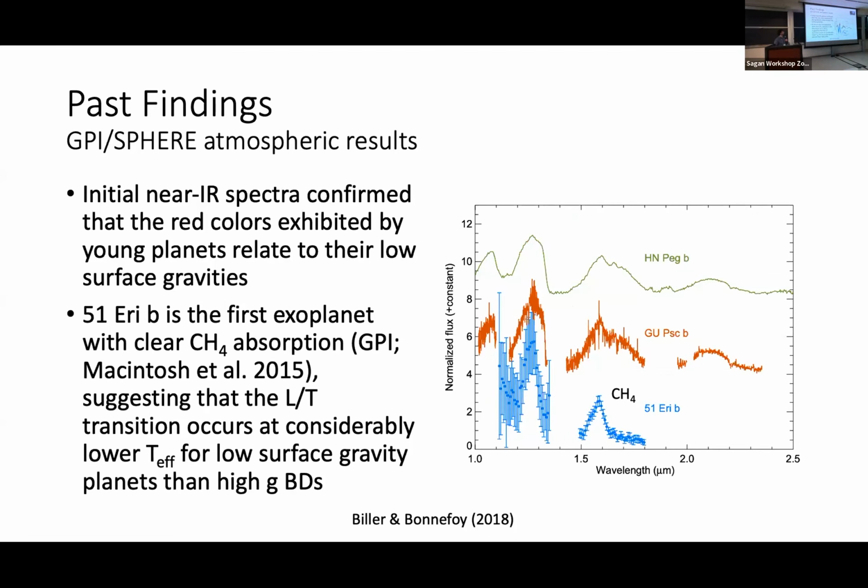So 51 Eridani b, of course, being much cooler, was this first strong methane detection and suggests that this LT transition that we see in brown dwarfs happens at much cooler effective temperatures for lower surface gravity young planets. So this is an exciting beginning to being able to get data and constrain these young planets and put them in context with brown dwarfs.